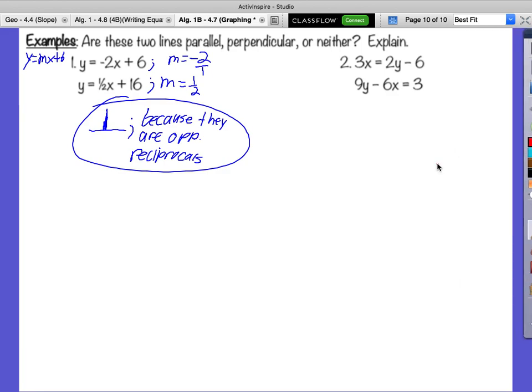Okay? So we had to look at the slopes to know what they were. On the second one, we have 2 more lines. Once again, we have to look at the slope. But here, are these set up to look at the slope right away? No, we have to get y by itself.